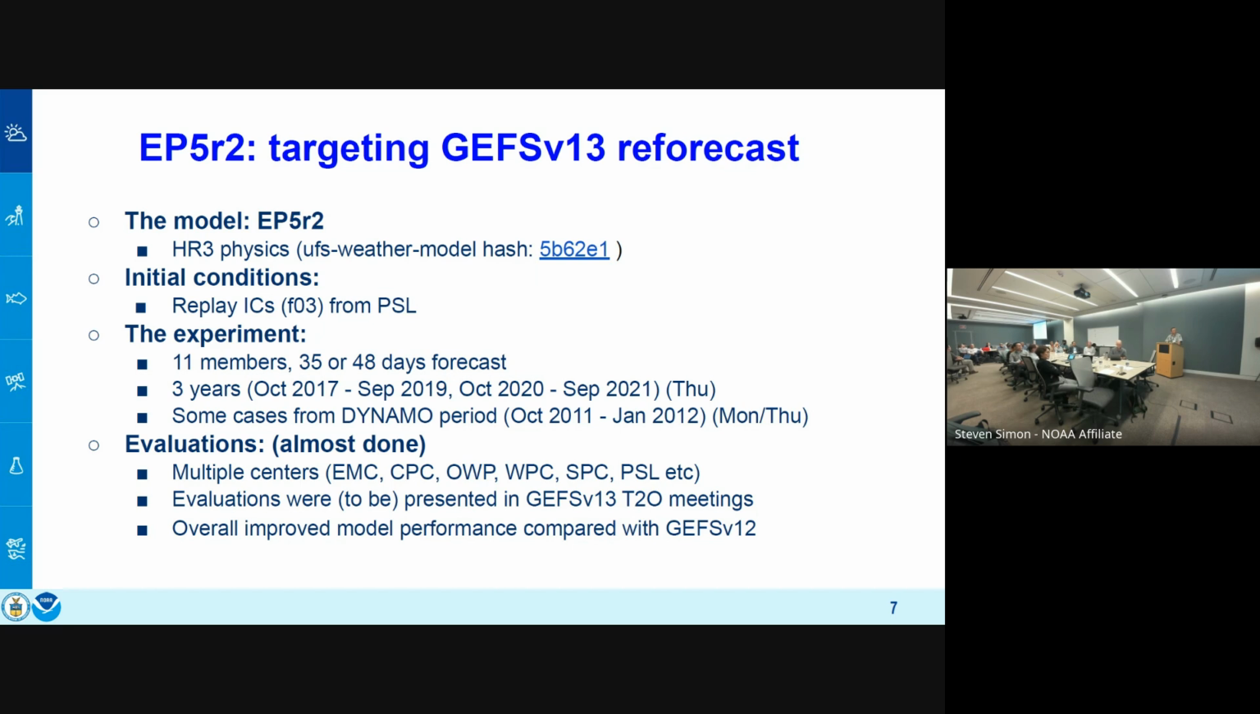We have finished a few presentations in the GEFS 13 T2O meetings in this month and last month. And then we are going to have several other presentations in September, in the middle of this month, at the next T2O meeting. So far, overall, the model performance shows improvement compared with GEFS 12. That's good. That's what we want to see.